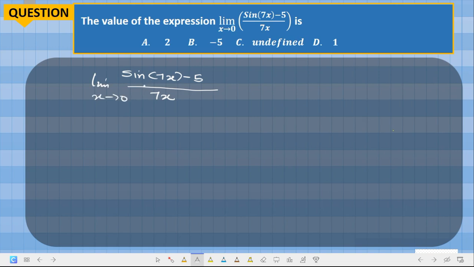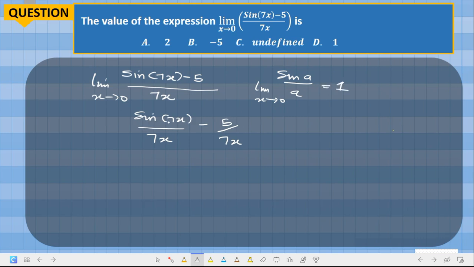What can we do in this function? Now we can decide to do something quickly. We can say let's separate it, so this becomes sin 7x over 7x minus 5 over 7x. This is still the same thing as what is up here. We just divided it in such a way that 7x belongs to this and at the same time belongs to this. Now we know that sin a all over a, as the limit as x tends to 0, where a is a constant, equals 1.